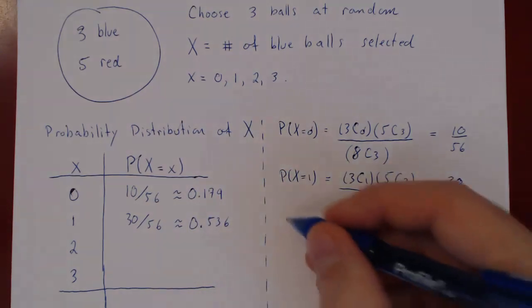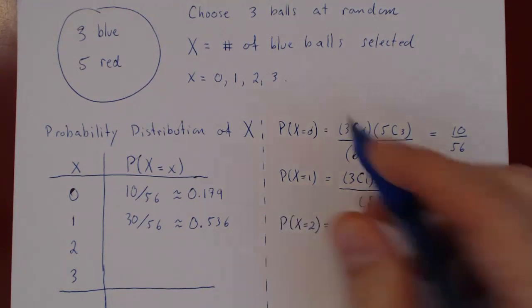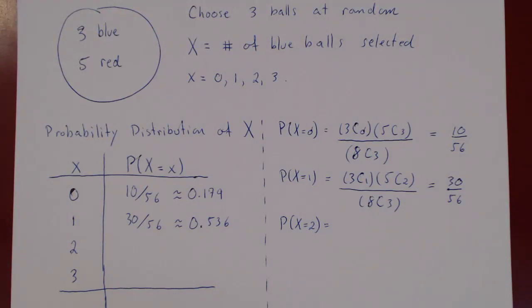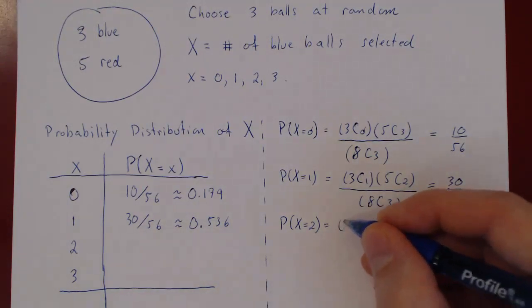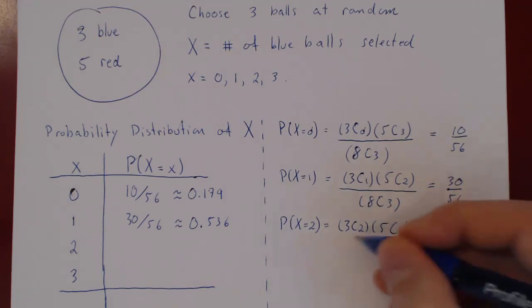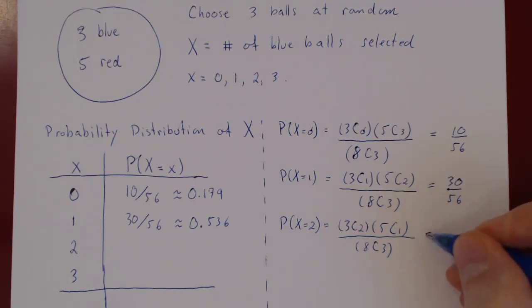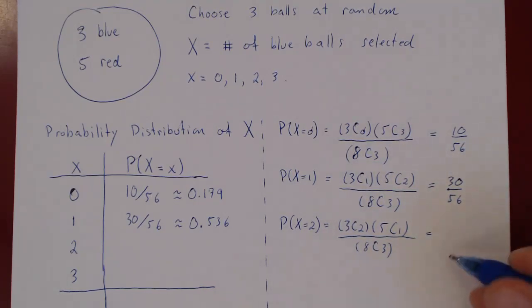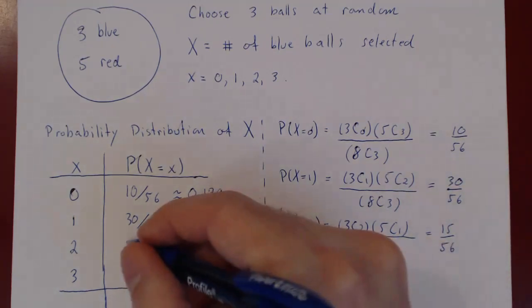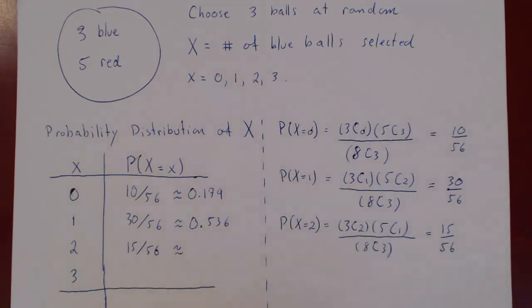Let's keep going. What is the probability that x equals 2? That the number of blue balls selected is equal to 2. Out of the 3 blue balls, we choose 2. Hence, out of the 5 red, we choose 1, over the total number of possibilities, 8 choose 3. The exact fraction is 15 out of 56. And if you find the decimal expansion, you'll get approximately 0.268.